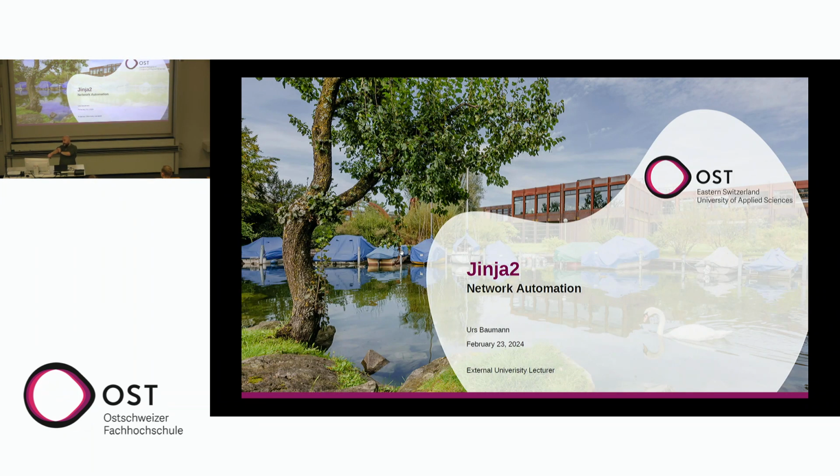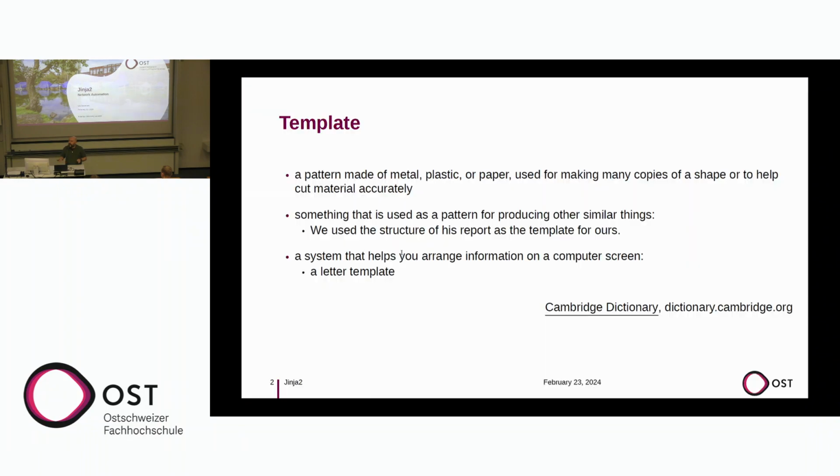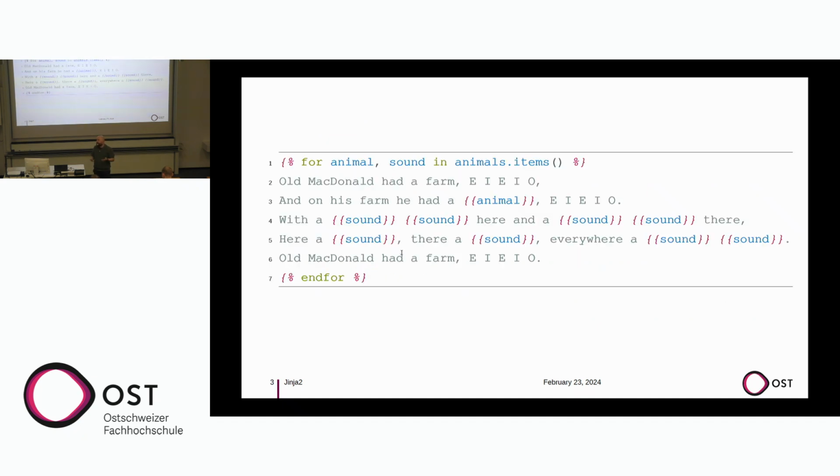Okay, so another library we will use a lot is Jinja templating. Many times if we want to generate some text, some configurations, or we want to render a web page, for example, we use templates. I assume everyone has used templates, so we can skip this part. In the end, we have a template, in this case, the famous song, Old MacDonald had a farm, and now we can just render this template with all the animals.